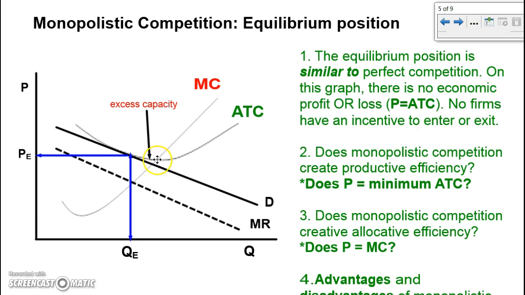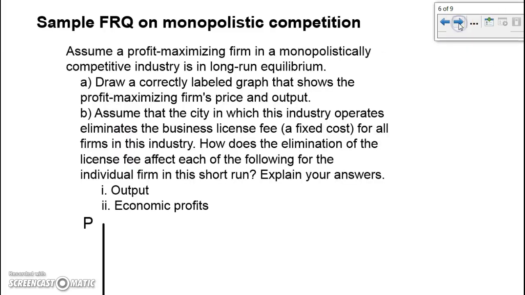You have to have the ATC, of course, and MC has to cross at minimum. You need a tangent demand line, and you need a marginal revenue line that is steeper than the demand line that intersects MC right below that tangent point on the demand curve. So it's a little bit tricky. It might take a couple tries to get it right.